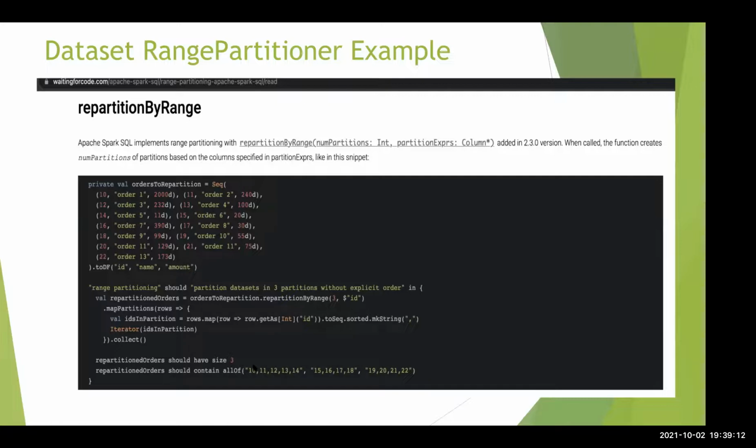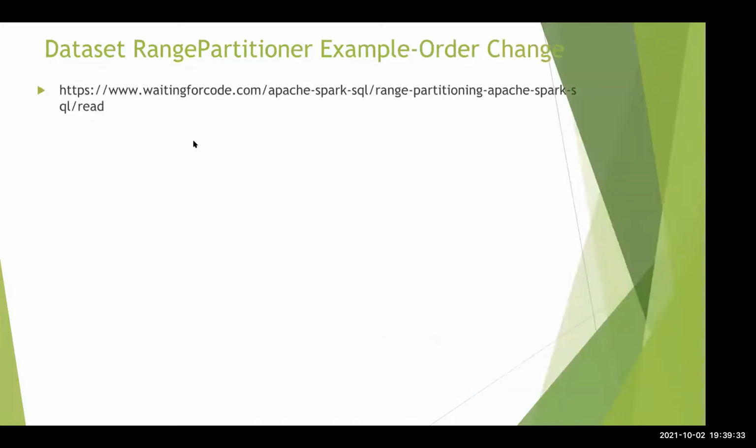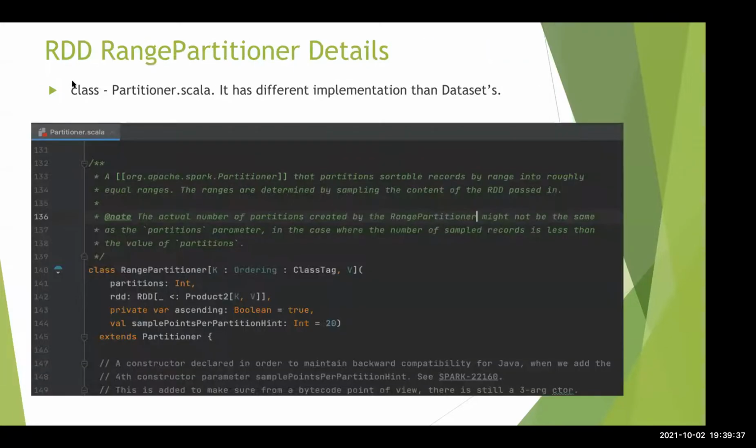Now here is what it's doing with the partitions. With IDs 10, 11, 12, 13, 14, these are coming in one partition, 15, 16, 17, 18 in the second partition, and the rest are in the third partition. So that's how the repartition by range ended up. Again, this is the number of partitions, and this is the column on which partitioning has to be done. You can read this again. This is the same URL from where I copy pasted the code.